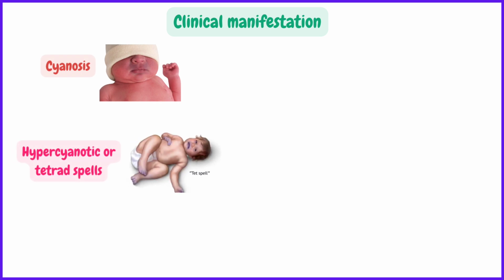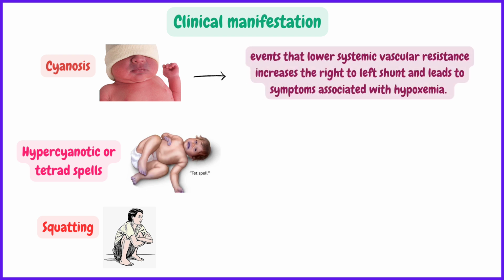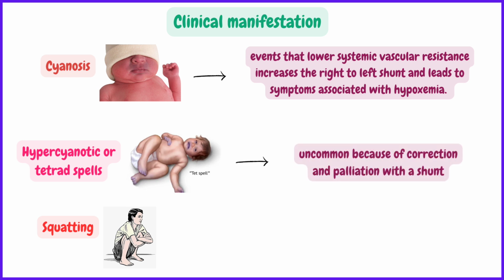Now, let's discuss clinical manifestations. The 3 characteristic symptoms are cyanosis, hypercyanotic or tetrad spells, and squatting. The degree of cyanosis and symptoms are variable. Any event that lowers systemic vascular resistance increases the right to left shunt and leads to symptoms associated with hypoxemia. Exercise, heavy meals and hot weather lower the systemic vascular resistance, increase right to left shunt and lead to increased cyanosis. Hypercyanotic or tetrad spells are uncommon nowadays because of correction and palliation with a shunt.